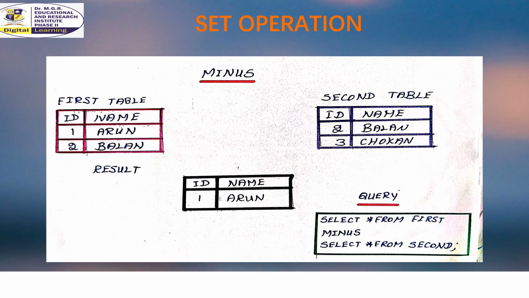The result table has only one record, 1 Arun, because the minus operation displays the records which are present in the first table but absent in the second table. In our example, the record 1 Arun is present in the first table. So the result will be only one record, 1 Arun.